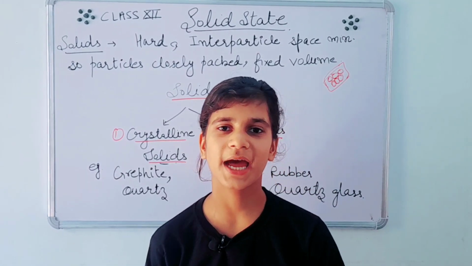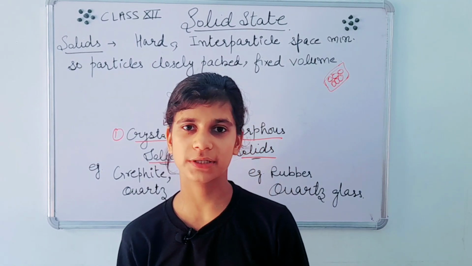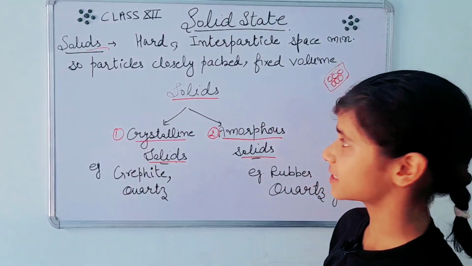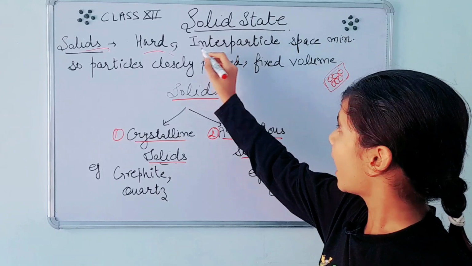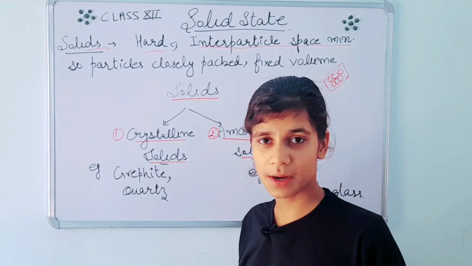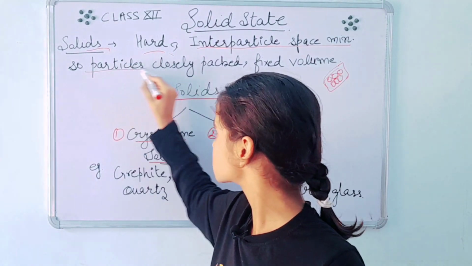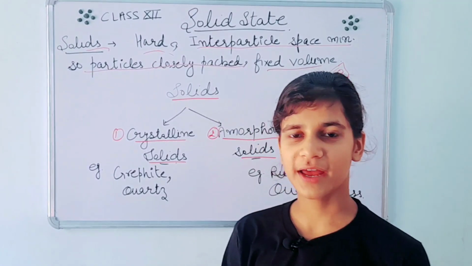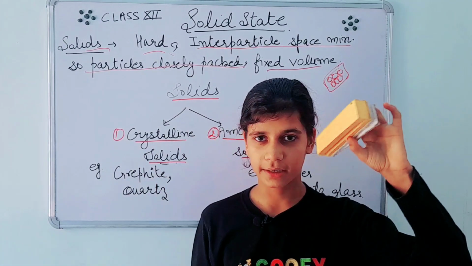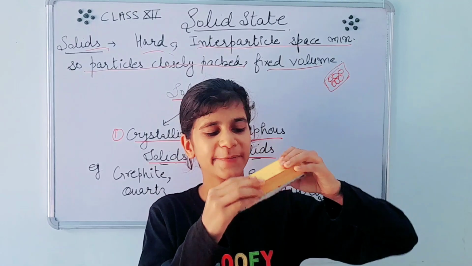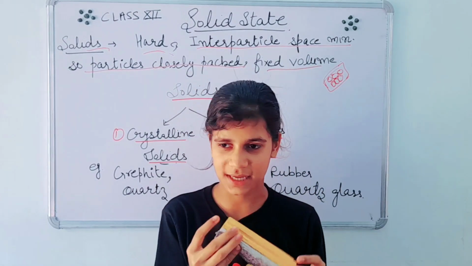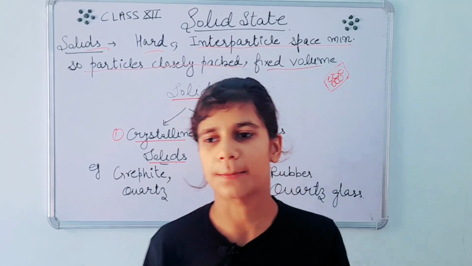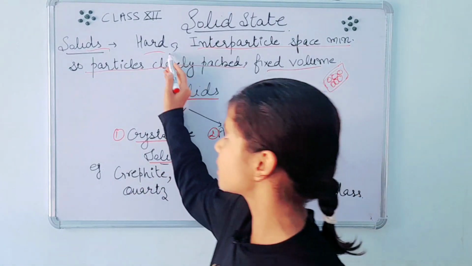So today we will start our chapter first of class 12, which is solid state. Firstly, you should know what solids are. Solids are hard, interparticle space is minimum, particles are closely packed, and they have fixed volume. Solids are very hard. Like this duster is solid, and when I press it, it is not pressing, and when I try to break it, it is not breaking. Why is it not breaking? Because it is so hard, and solids are hard.